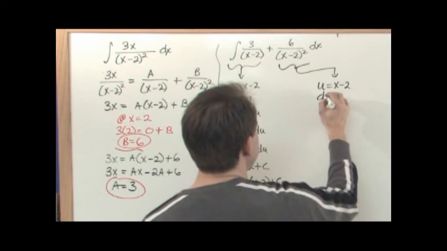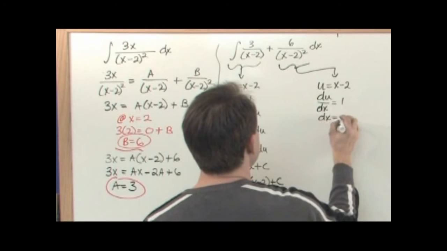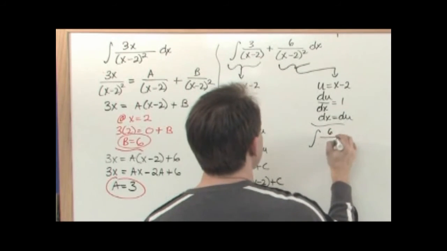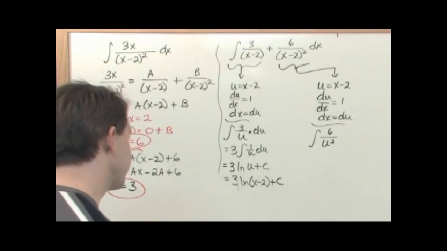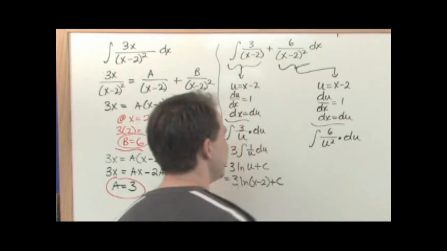Okay, same old story. du/dx is equal to 1, so then dx is equal to du. Now let's do the integration. Integration of 6 over u squared, because the denominator here is u squared, times dx, but dx is equal to du, so I just put it down here.